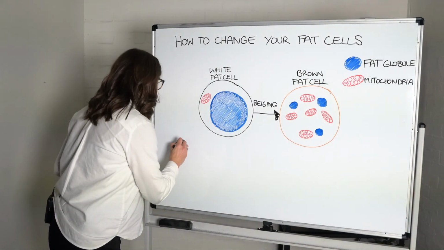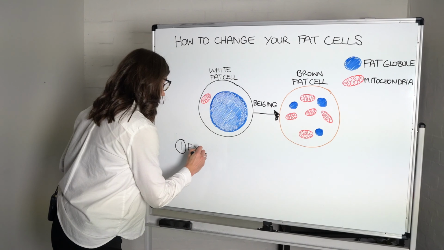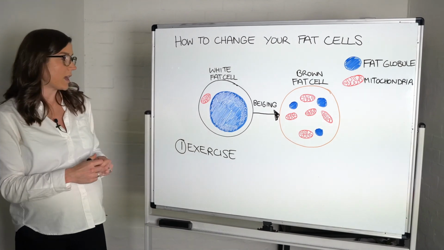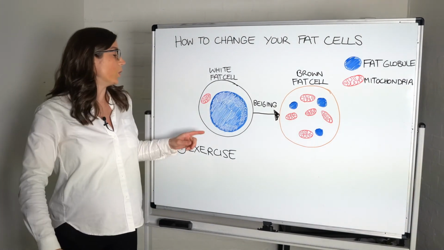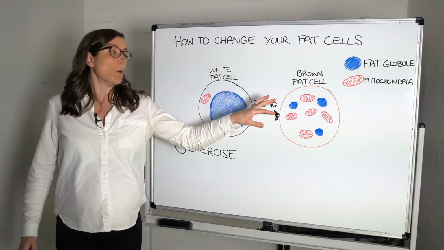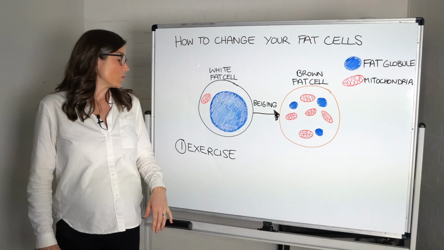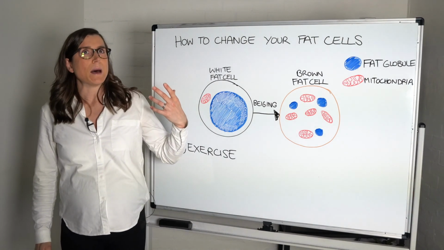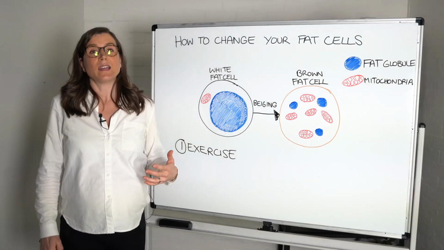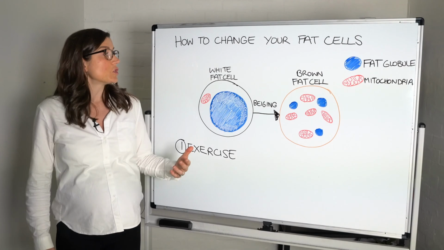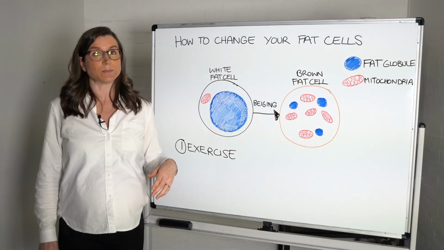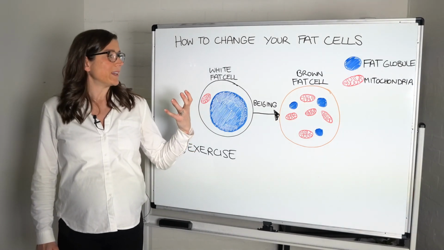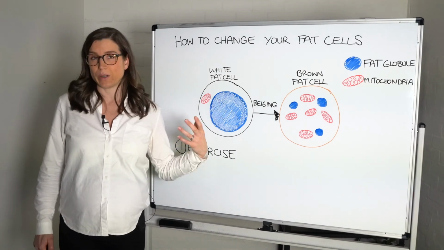One way is exercise. Exercise is a brilliant way for turning these white fat cells into more like these brown fat cells. When you exercise, you increase your energy demand, and the act of exercising is able to switch these genes on to promote this beiging effect, so that you are burning more calories just at rest, and you are improving your insulin sensitivity.